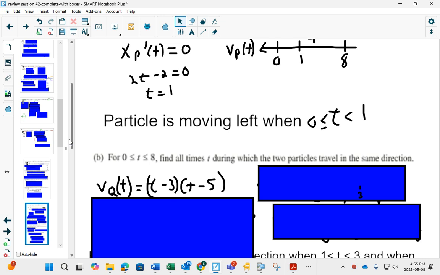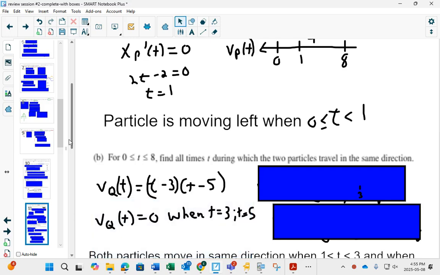Between 0 and 8, find all the times at which the two particles are traveling in the same direction. So we got our velocity for Q, and we can figure out when it's equal to 0 at t equals 3 and t equals 5.